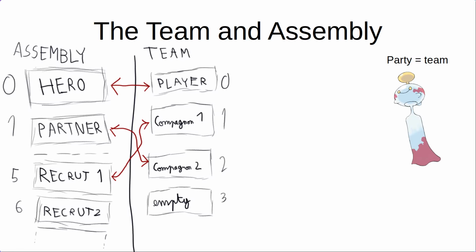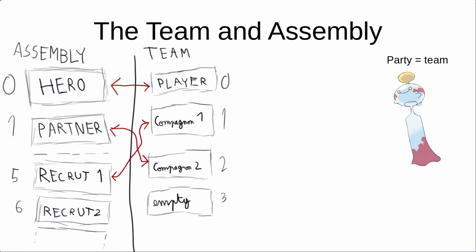The hero is at the ID 0, the partner is at ID 1, and then new recruits will be added in the next 3 slots available, but will ignore the first 5. So the first recruit will be at ID 5, the second recruit will be at ID 6, etc.